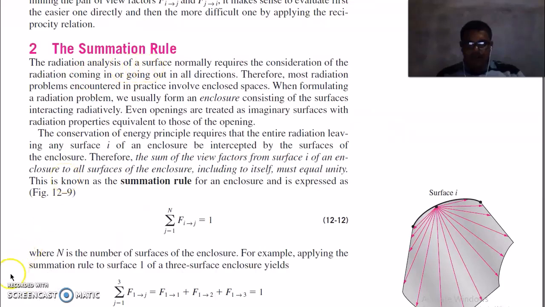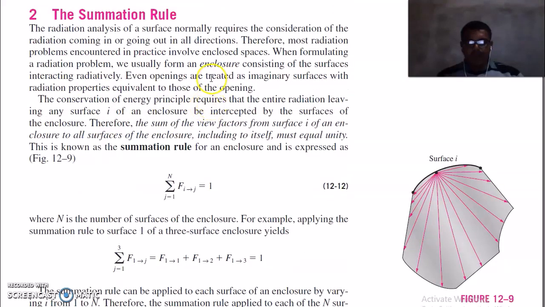The summation rule. The radiation analysis of a surface normally requires the consideration of the radiation coming in or going out in all directions. Therefore, most radiation problems encountered in practice involve enclosed spaces. When formulating the radiation problem, we usually form an enclosure consisting of surfaces interacting radiatively. Even openings are treated as imaginary surfaces with radiation properties equivalent to those of the opening.